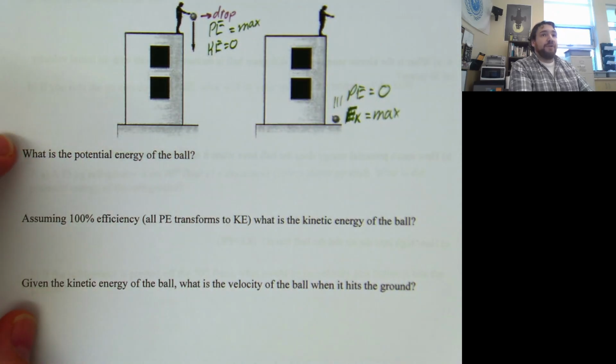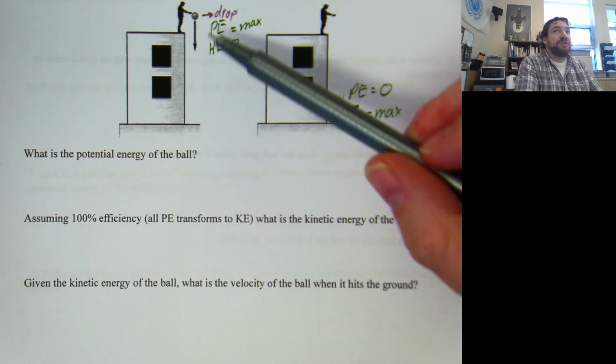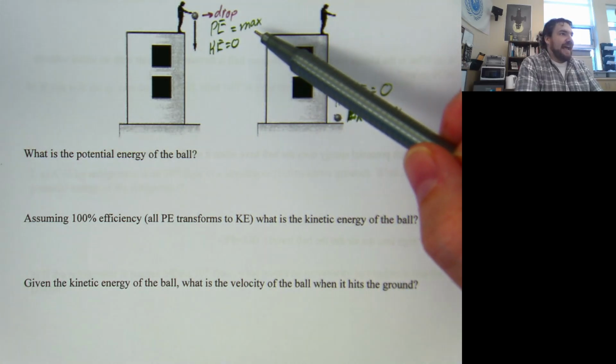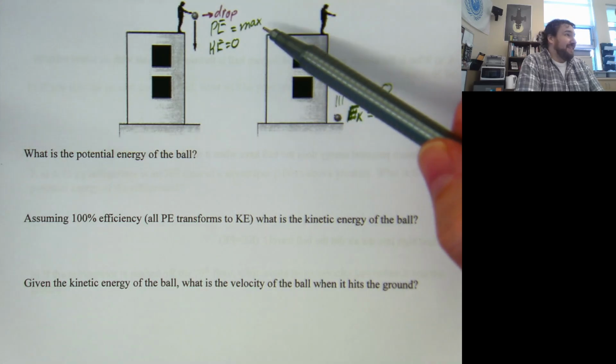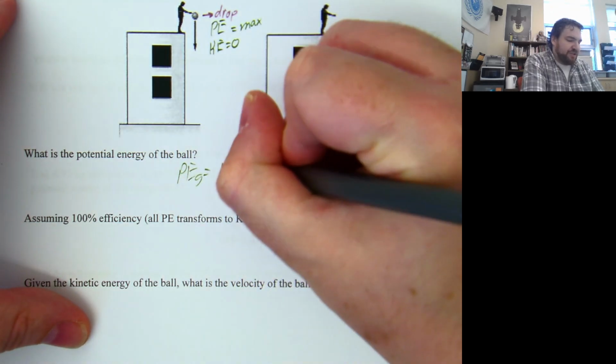These questions are going to be broken up for you into 3 steps. First, what is the potential energy of the ball? We know it's going to be a maximum value because the ball is at its highest height. So what is it? Well, potential energy gravitational is given to us by mgh.